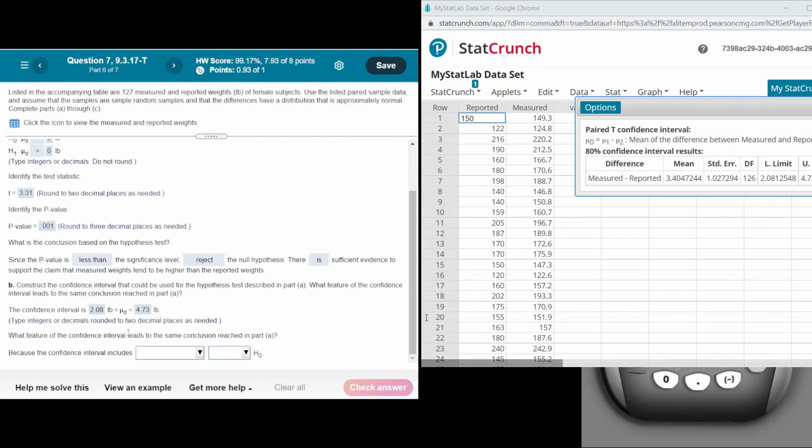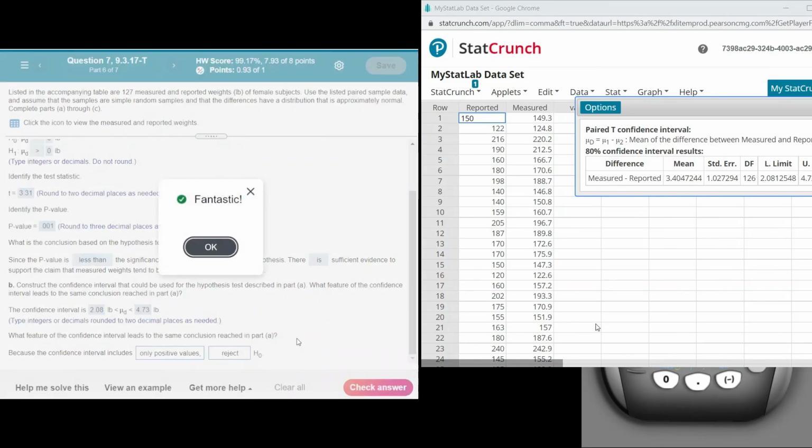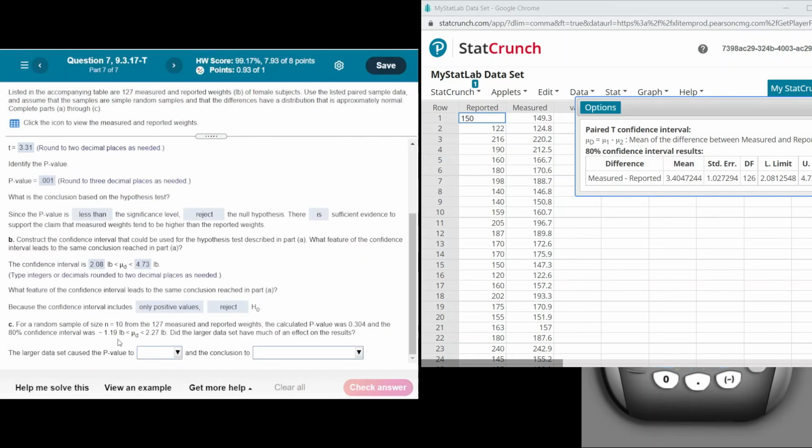Let's see what featured. Okay, it only includes positive. Yes, I know I have a 99 on this thing, but I still don't like it. We're going to agree with whatever we had before. Okay, the larger decrease.